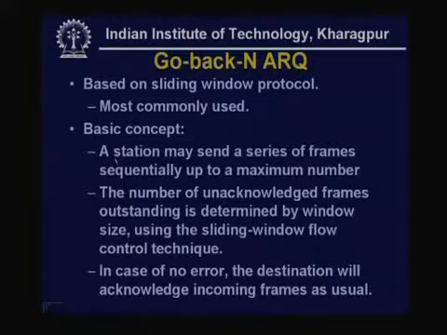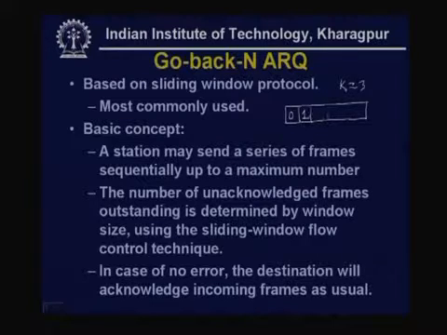The basic concept is that a station may send a series of frames sequentially up to a maximum number. The maximum number is essentially decided by the window size. As we have seen, say you are using k equal to 3, in such a case the window size is 7. So, the numbers are 0, 1 up to 6. So, that many frames can be sent without receiving an acknowledgement. So, 0, 1, 2 and all these frames can be sent without receiving any acknowledgement. That is the one idea.